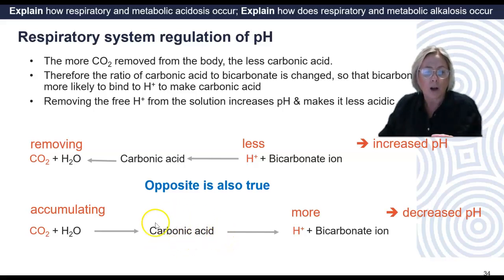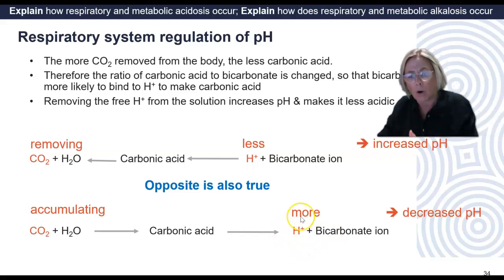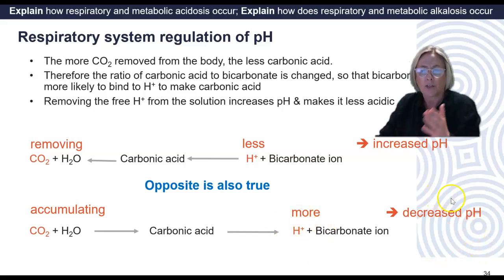Again, the greater or increased level of carbonic acid here is going to cause it to dissociate even more, to release more hydrogen ions and more bicarbonate anion. The more hydrogen ion that's released, the more acidic the pH of that solution is going to become. So you're going to get a decrease in the pH of that solution.